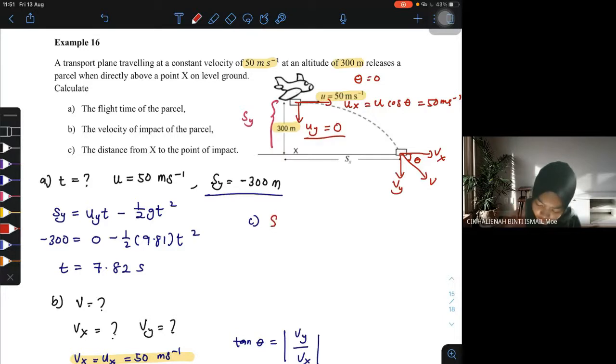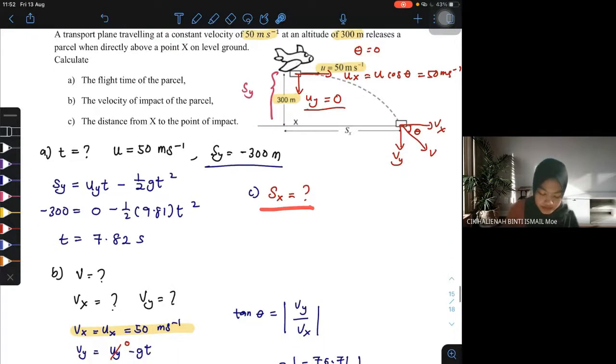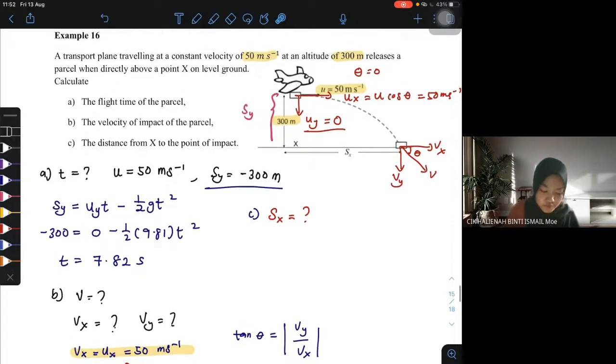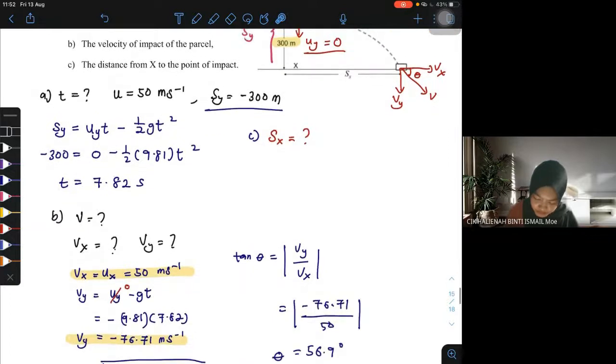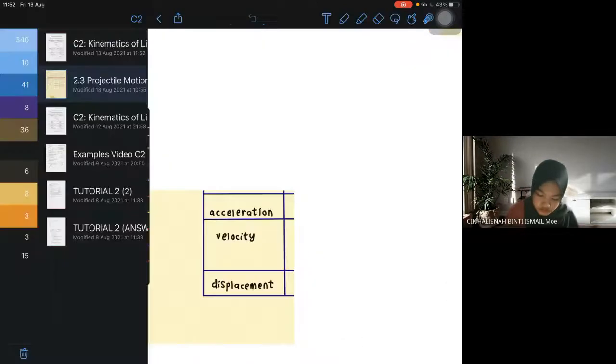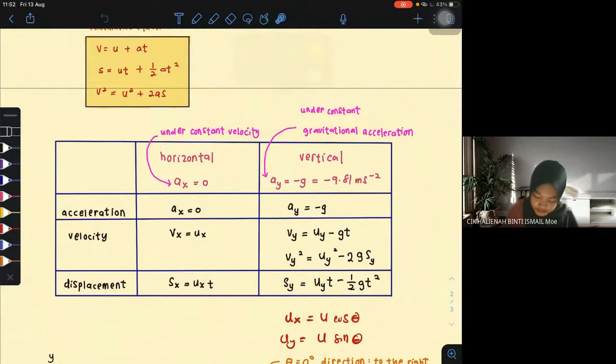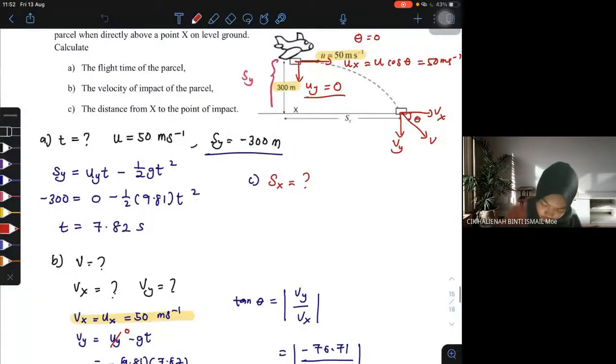So we want to find horizontal. Did I say vertical just now? Actually horizontal displacement. Okay, Sx horizontal displacement. So rujuk semula formula. Mana sudah formula tadi tu? Okay, kalau Sx horizontal displacement is equal to Uxt. Okay, Uxt.